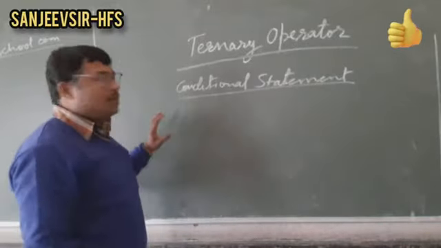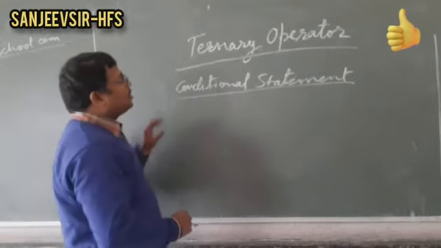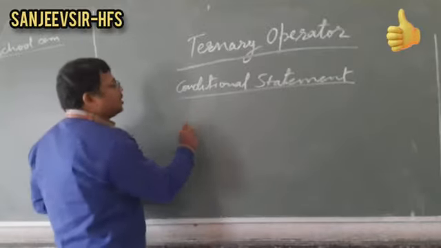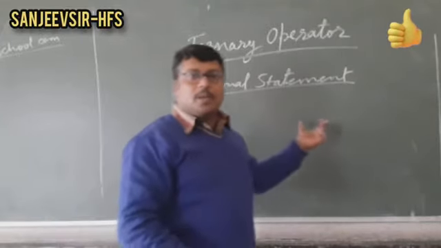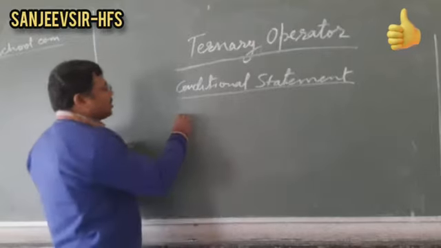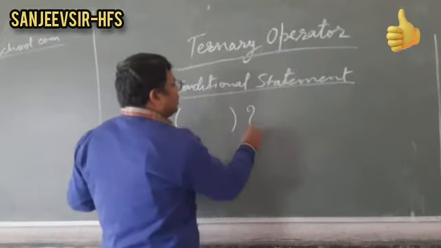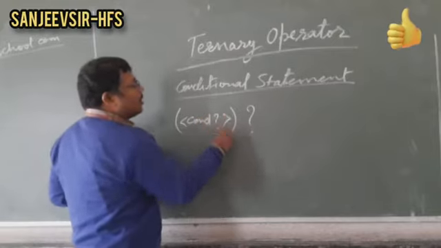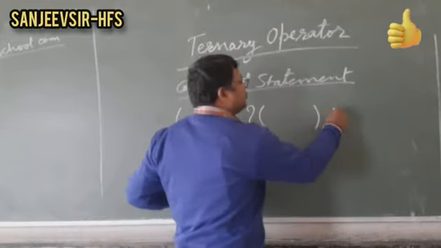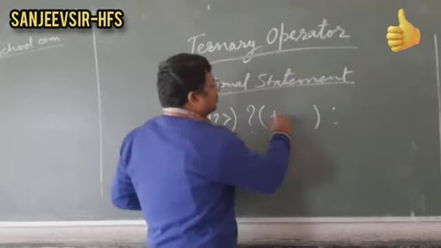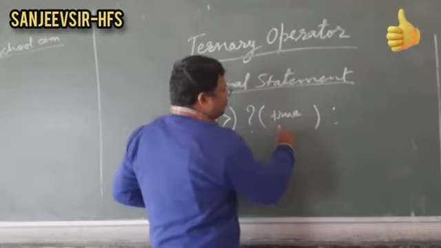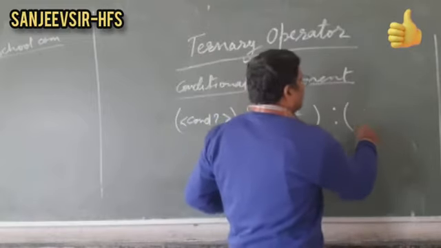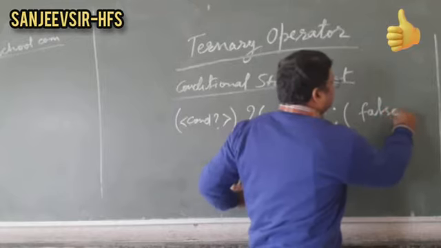What is the purpose of this one that we understand by the name at first, ternary. Why is it called ternary? Because it contains three expressions or three parts of this body. First part is known as condition. Second part is that after question mark, this is true block. And the third part after colon, that is false block.